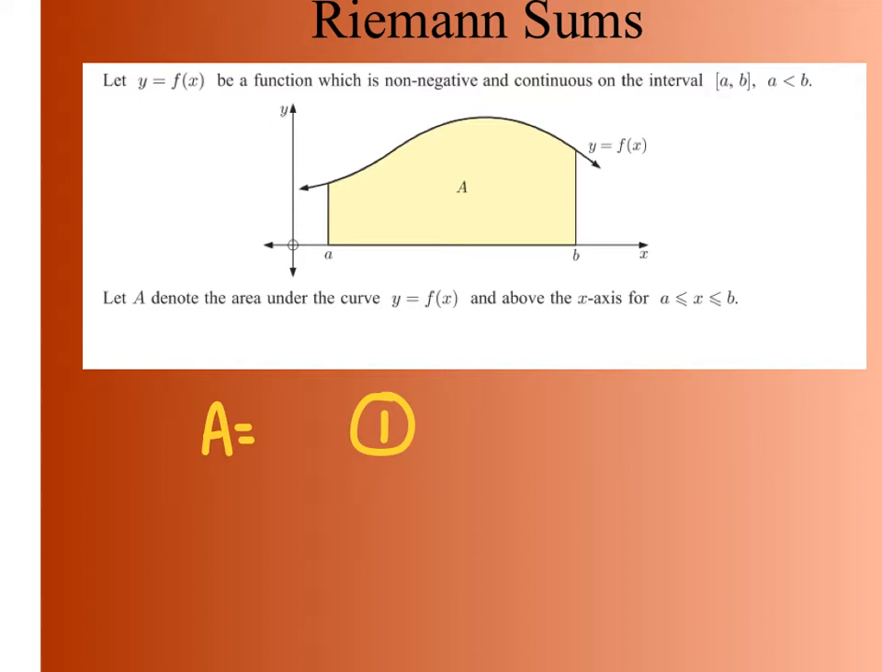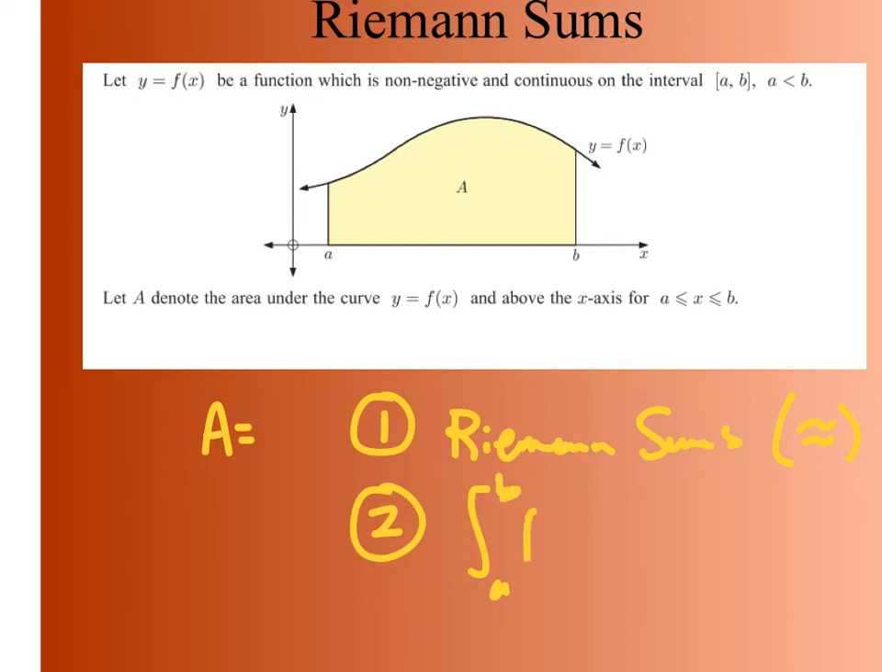One, we can use Riemann sums. We can use Riemann sums by calculating the area of a bunch of rectangles. Now this will be an estimate. It won't be perfect. Or two, we could use the integral from a to b of f of x dx, which will get us an exact area under that curve.